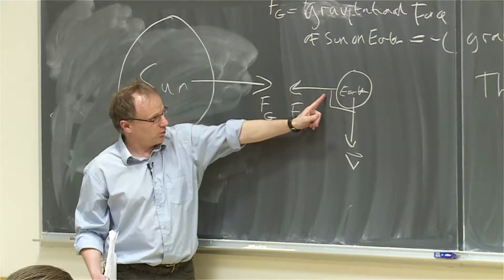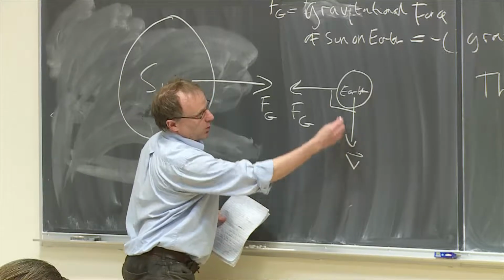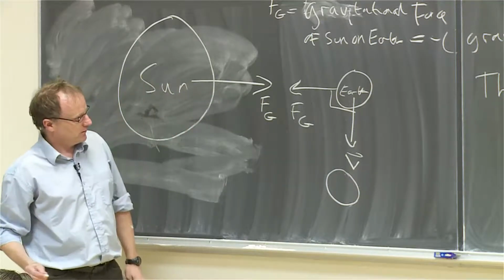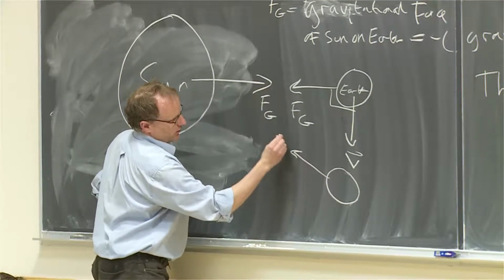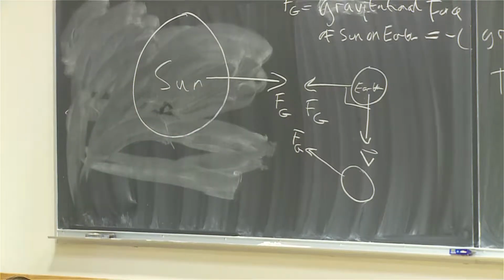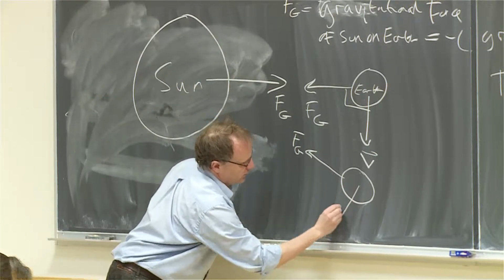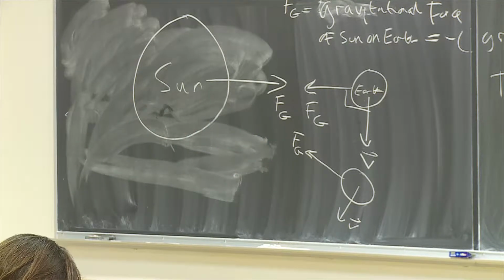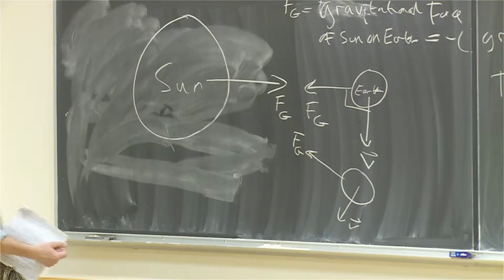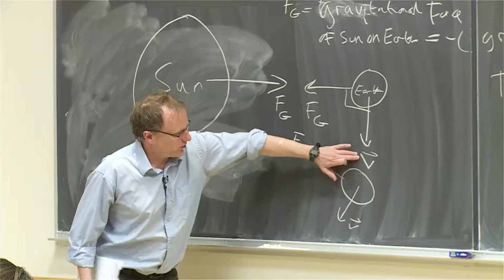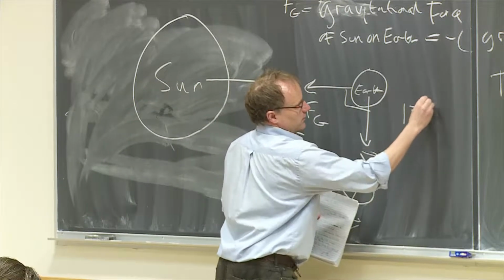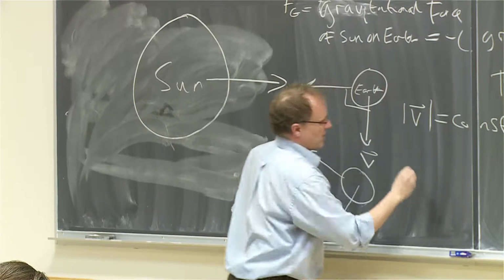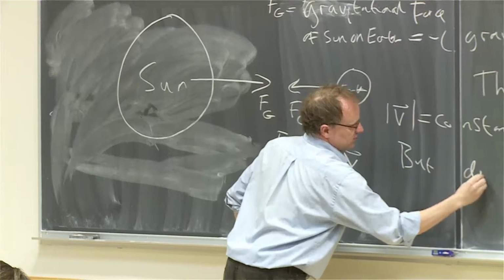What the force is going to do is it's going to pull on the Earth. So a little bit later, say here, the force of gravity is still directed to the sun, but the velocity is now pointing in this way. It's deflected. So it's constantly being deflected. The size of V, if you like, its magnitude, is constant, but the direction is constantly changing.